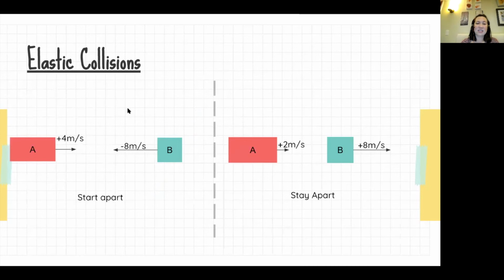Let's take a look at this elastic collision in a diagram then. Notice that at least one of them changes direction. B was going to the left and is now going to the right. Red was going to the right and is now slowed down.